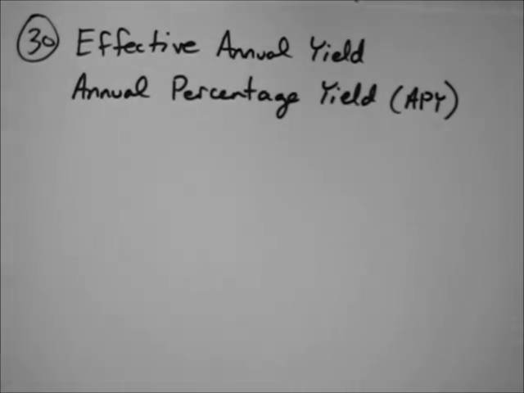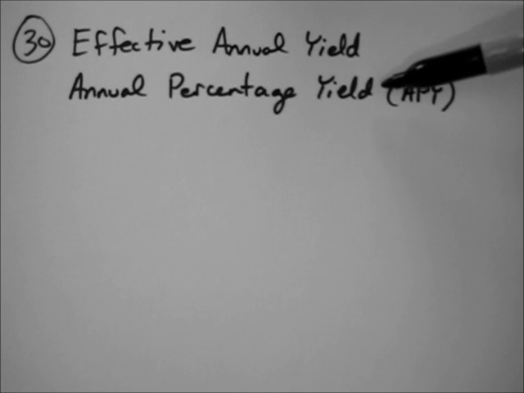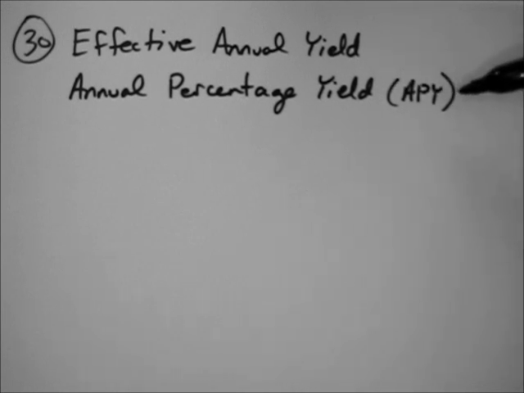Okay, this is problem 30 on page 676. It states that after Karen Estes began her job as a waitress, she invested in a money market account, paying 5.6% interest compounded daily. What was the effective annual yield of this account? So effective annual yield is the same thing as annual percentage yield, which is often abbreviated APY.